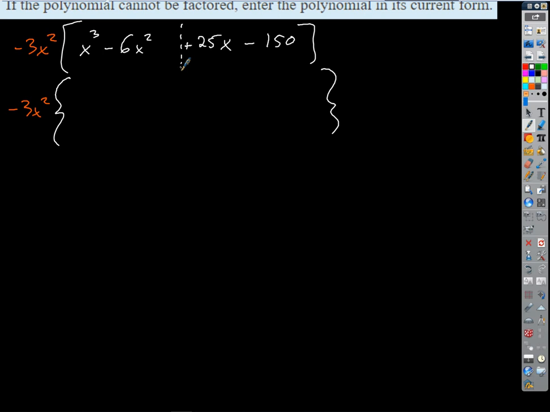So group number 1, what's going to be my greatest common factor? X squared. What's left behind? So what do we need over here? And what would I have to factor out to get that? Or does it work?